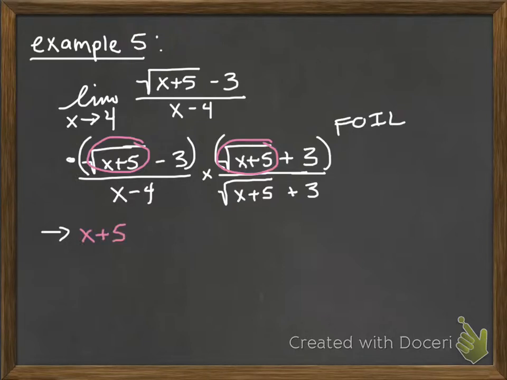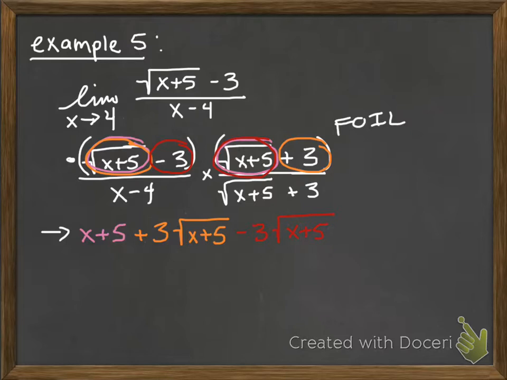Next is the outer two terms. So that's going to be the square root of x plus 5 and 3. That's a positive times a positive, so I'm going to get plus here. The 3 is the constant, so I'm going to put it on the outside of the radical, just to keep everything nice and neat. The second thing we're going to do is the inners, which would be negative 3 and the square root of x plus 5. Negative times a positive is negative 3 root x plus 5, like so.